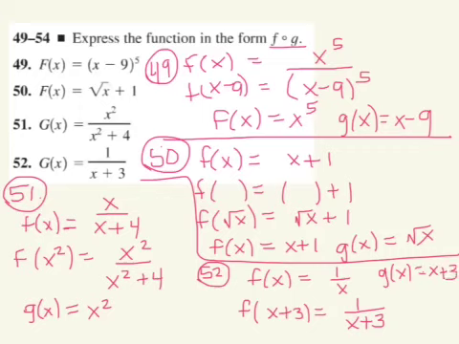So the primary key is looking to see if you can figure out what two functions are used. You have something raised to the fifth power, and then you have an x minus 9. You have something plus 1, and then square root.